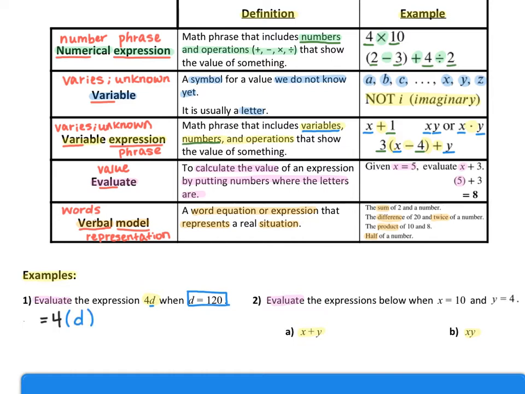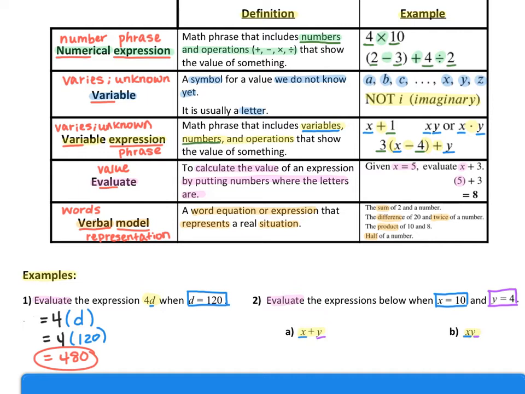So I start by rewriting my variable expression. As you can notice, for D, knowing that I have to plug something in, for best practice in math, I'm going to be sure before I plug anything in to always put parentheses around it. So now that I have my parentheses, I'm ready to plug something in. So I replace D with 120. So 4 times 120, I get 480. So the value of the variable expression 4 times D when D equals 120 is 480.